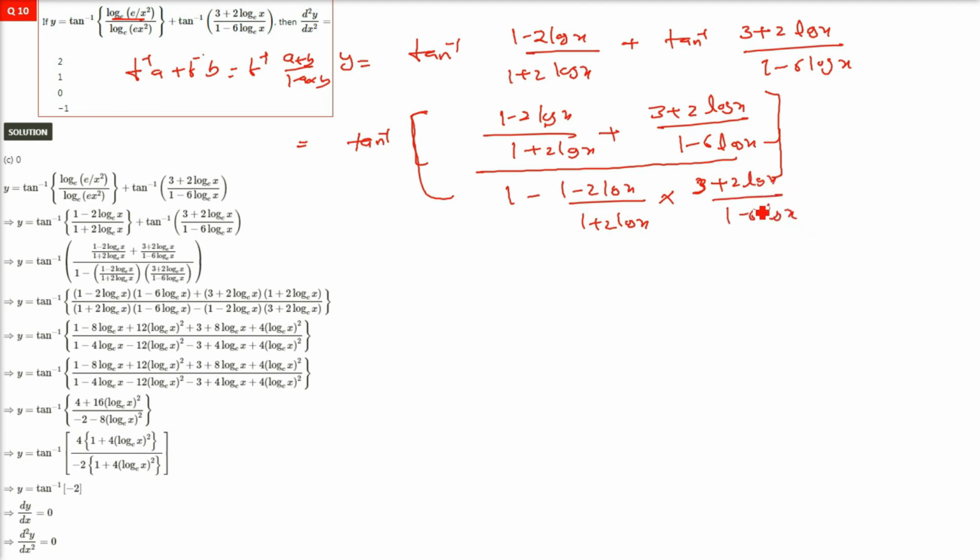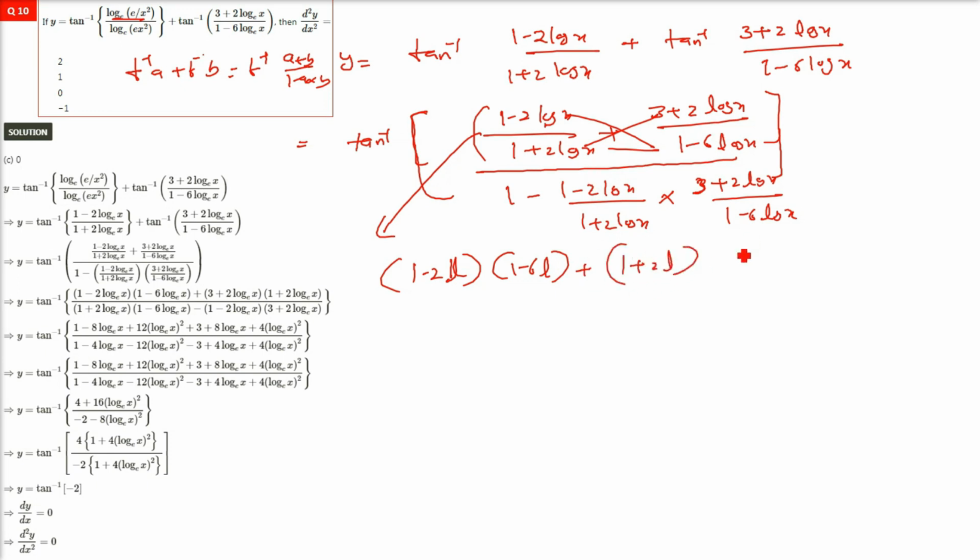Now you just have to take the LCM. You have to solve everything here. So I'm taking the numerator right now. Just cross multiply, write it with the plus, and then multiply the denominator and write it in the denominator. That is how we do it if we don't know how to take the LCM. So 1 minus 2 log x into 1 minus 6 log x, I'm writing log x in short, plus 1 plus 2 log x into 3 plus 2 log x, divided by 1 plus 2 log x into 1 minus 6 log x. This is only the numerator I am doing, remember. So the denominator will get cancelled.